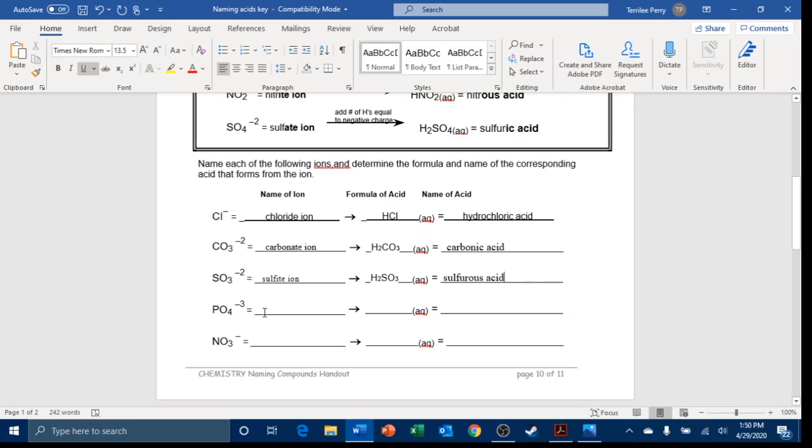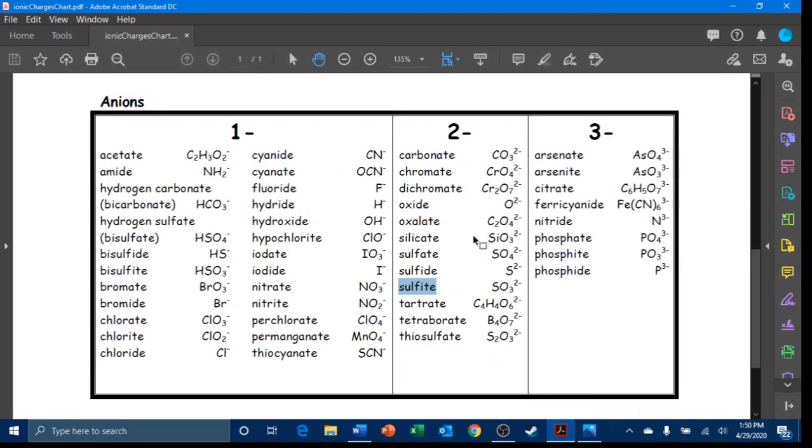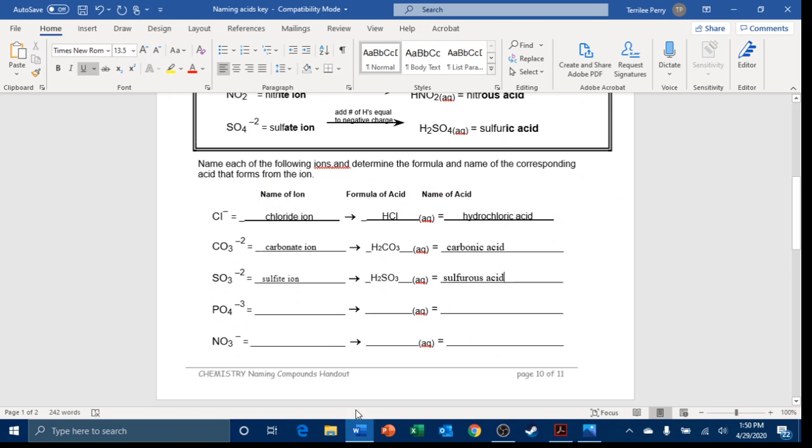Okay, so let's look at PO4. Oops, wrong one. PO4 is phosphate. Okay, so let's go back over here. That's a phosphate.